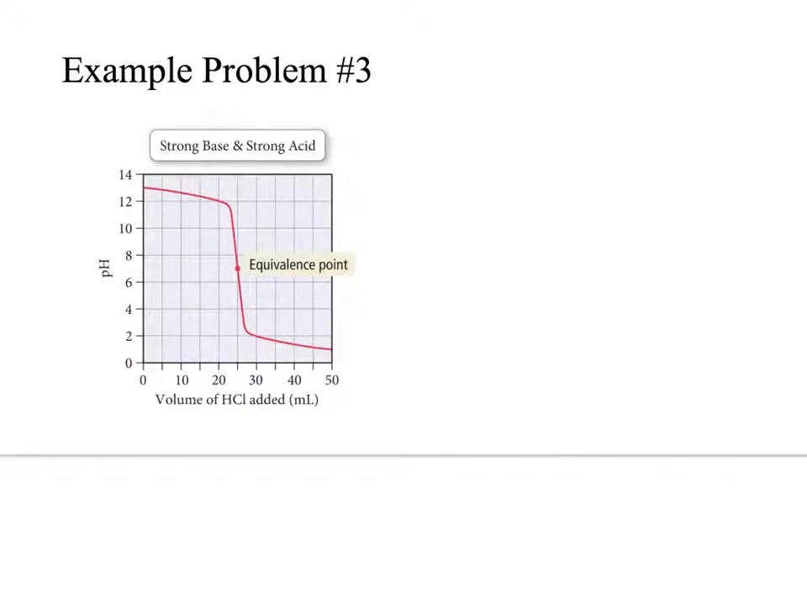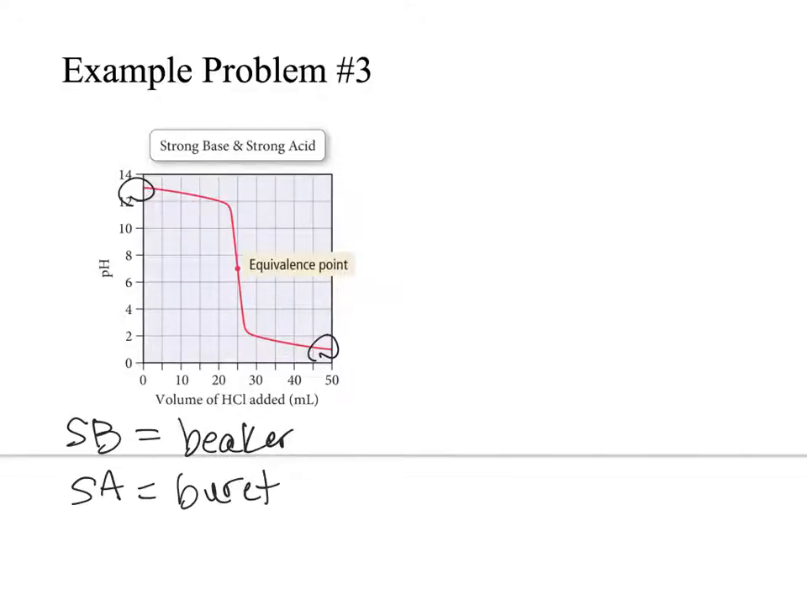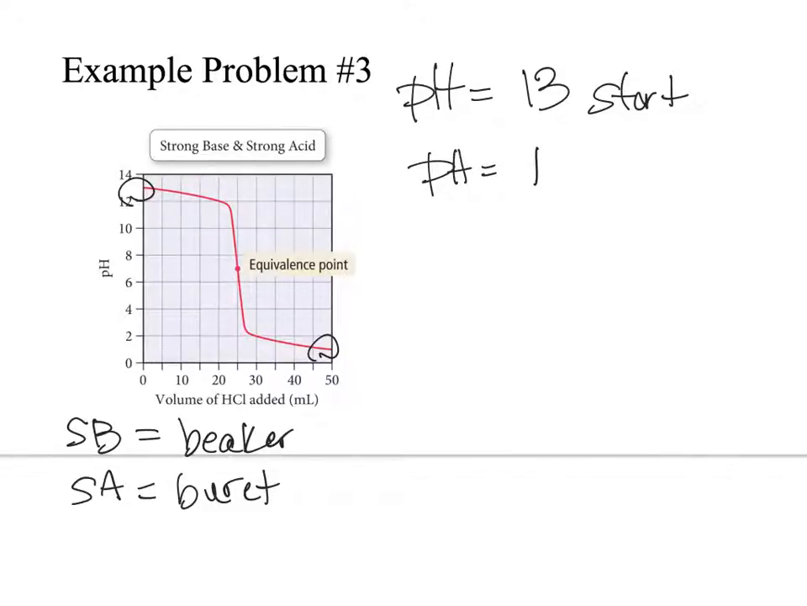Lastly, let's take a look at another graphing example. Strong base and strong acid. In this case, we know that our strong base is in the beaker and our strong acid, in this case HCl, is in the burette. I can tell that they are a strong base and strong acid. If I look at where I start, the pH is equal to about 13, maybe a little higher than that at the start of the titration. And pH is equal to 1 at the end of the titration. So again, that tells me a strong base and strong acid.